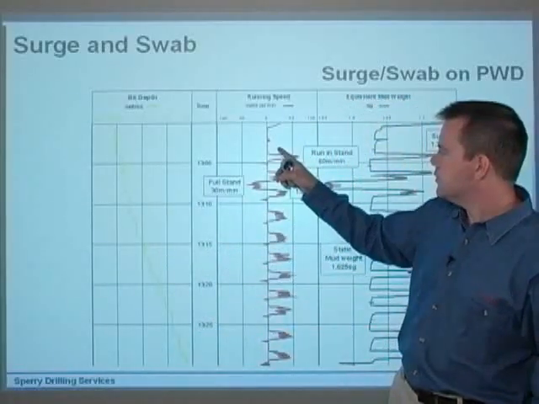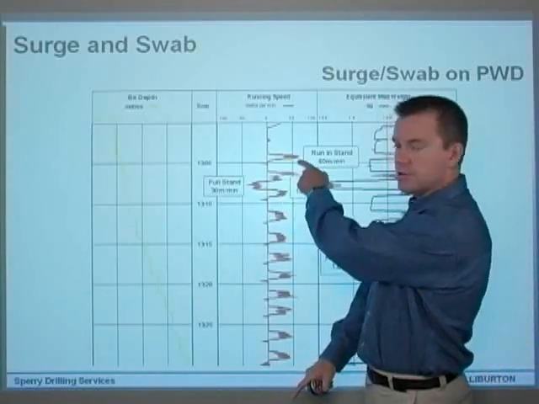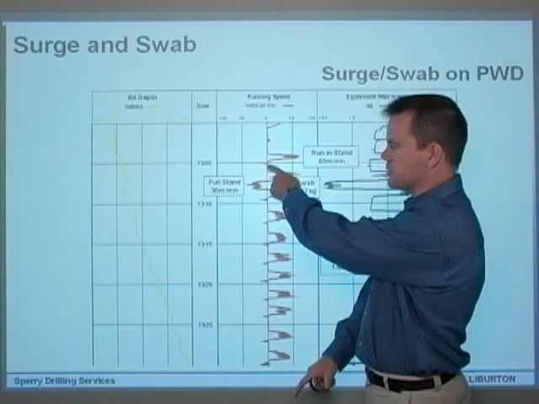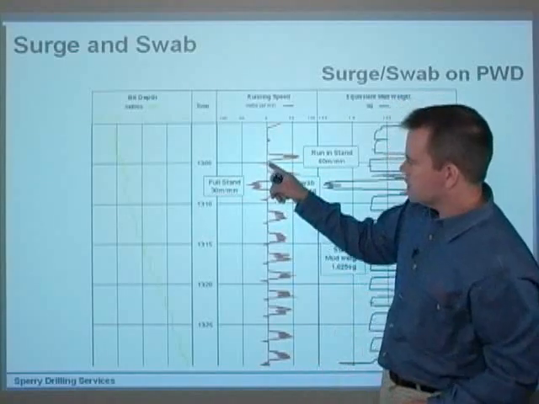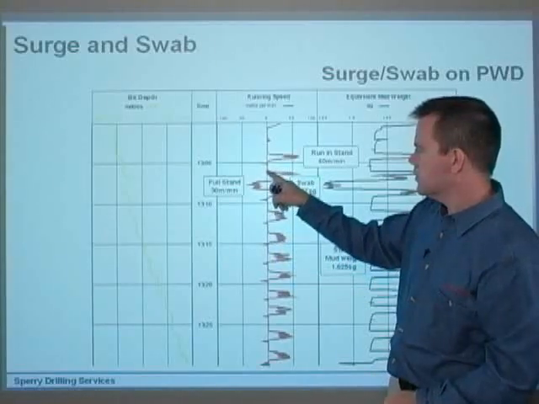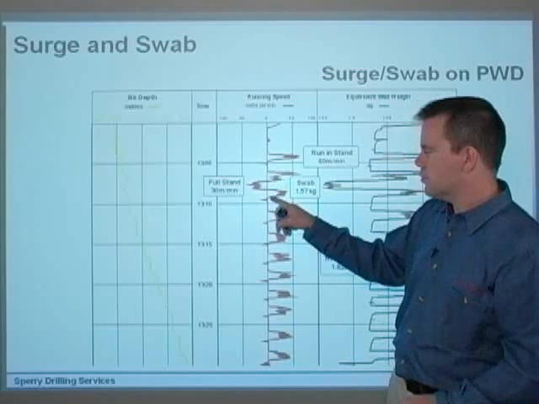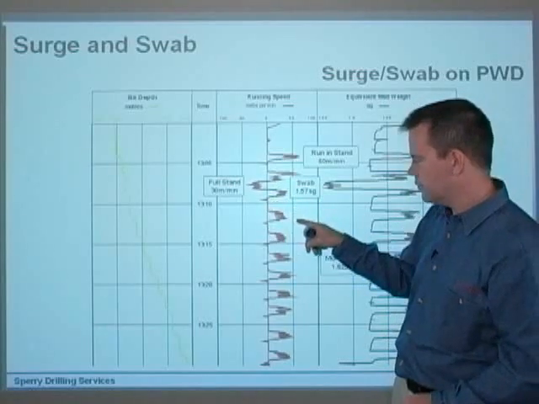We've got run speed here showing as each stand is run in, we've got a positive run speed, then back to zero when it's in slips. A little bit of a negative run speed just as they pick up to go into slips. So that's what's going on. We've got running into the wellbore, picking up to go in slips, running into the wellbore, pick up to go in slips, we're in slips again, run in.